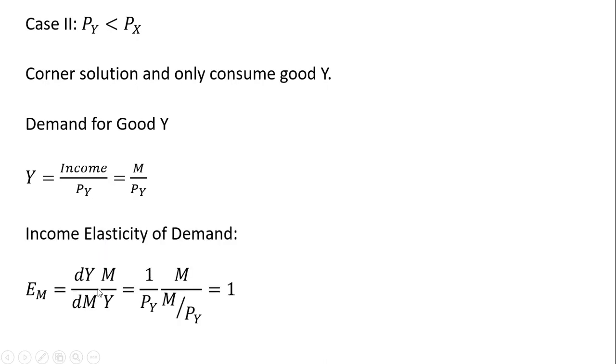So setting up the income elasticity of demand formula, we're going to take the derivative of the demand for good y with respect to income. We get 1 divided by the price of good y, and then that's going to be multiplied by M. And then we're going to divide this M by Y, which is just M divided by the price of good Y. And that will simplify, again, very nicely to just 1. So the income elasticity of demand here is just 1. If income were to increase 1%, the consumer would buy 1% more units of good Y.